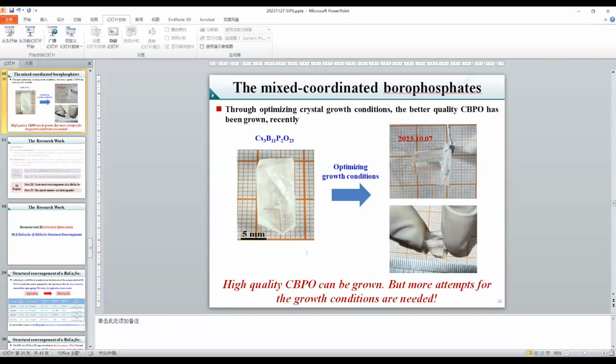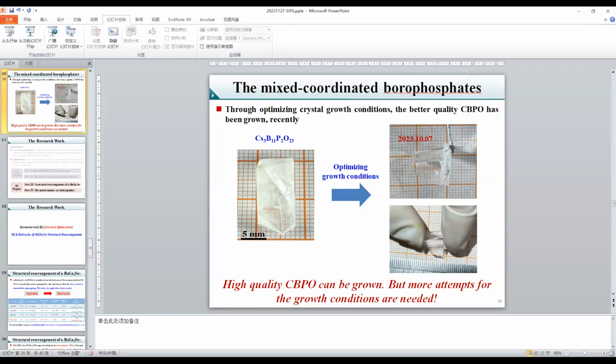But when we grew crystals previously, we saw they contained some inclusions. It's because CPPO is a lead-rich compound. It has very high viscosity. So in previous crystal growth, it contained some inclusions. It made the crystal unclear. But after we optimized the crystal growth conditions, we can grow better crystals recently.